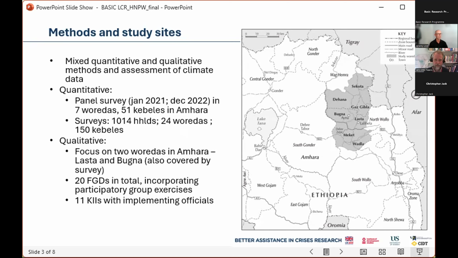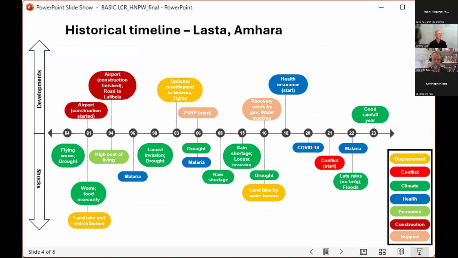This is an area that's been severely affected by spillover of the conflict in neighboring Tigray, including an incursion of Tigrayan forces in 2021 and a brief incursion again in August, September 2022, before a peace agreement was signed in November 2022. But the conflict is still ongoing, and indeed there are other conflicts by which this area has been affected, in Oromia, for example. This is also an area which is no stranger to shocks and stressors over a long time.